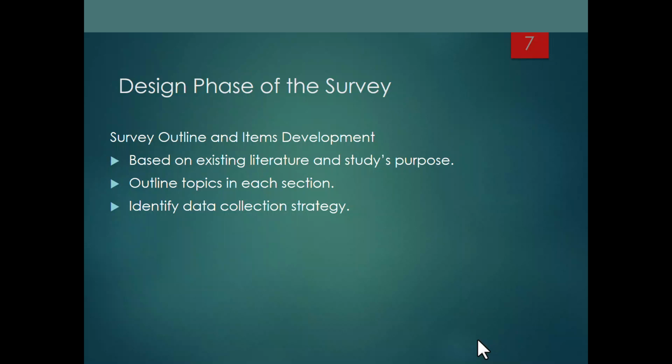Based on the existing literature and the study's purpose, the researchers then develop a survey outline, identifying topics covered in each section. So the outline helps identify the specifications of the data collection strategy. So either use instruments from existing literature or create your own.